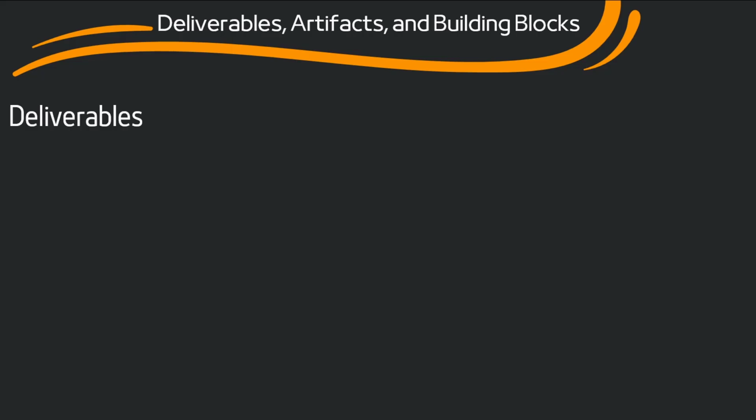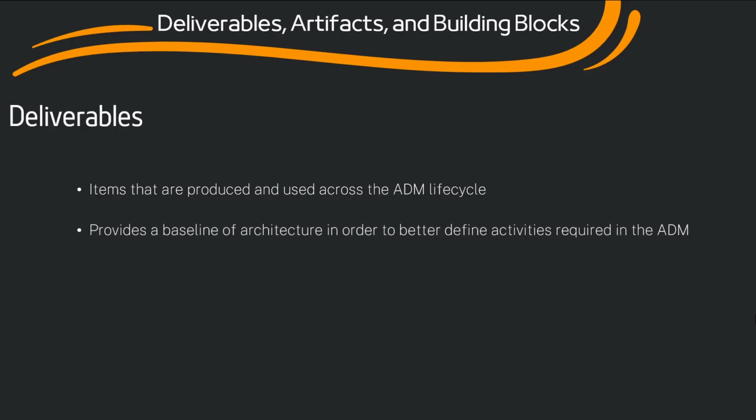There are a lot of deliverables and key terminology that you are going to be tested on throughout the exam. Deliverables are items that are produced and used across the entire ADM lifecycle. They provide a baseline of architecture in order to better define the activities required when you are going through each of the phases in what they call the ADM. It acts as a starting point for a lot of our customization.